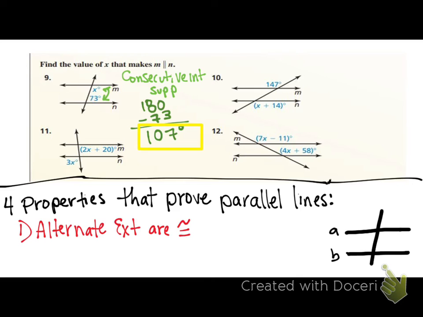Alright, let's go through some others. We can talk about alternate interior while we're here. So, are alternate interior angles supposed to be congruent? Yes. So, is there enough information at line A and line B to show that they are parallel? Yes. So, the second one would be alternate interior angles are congruent.